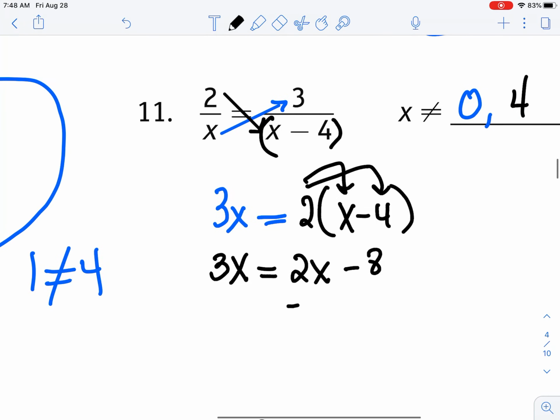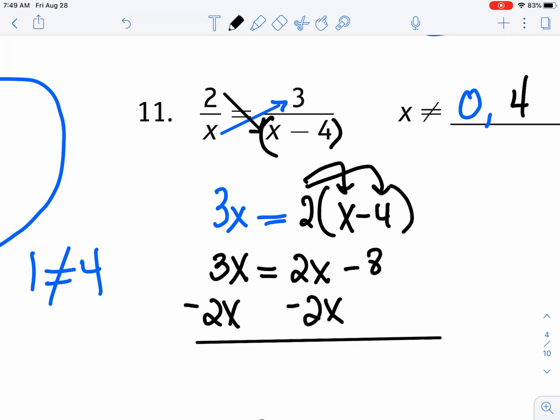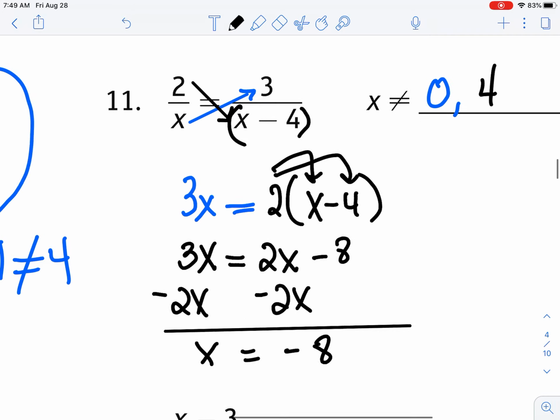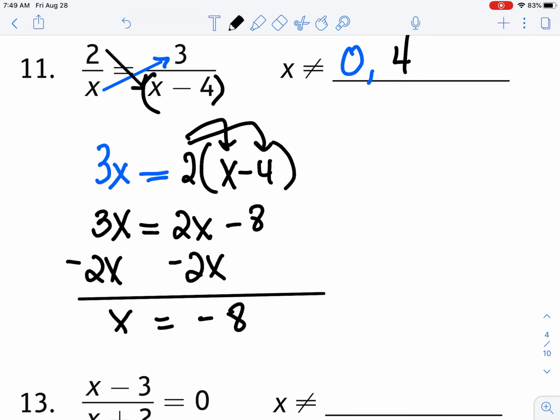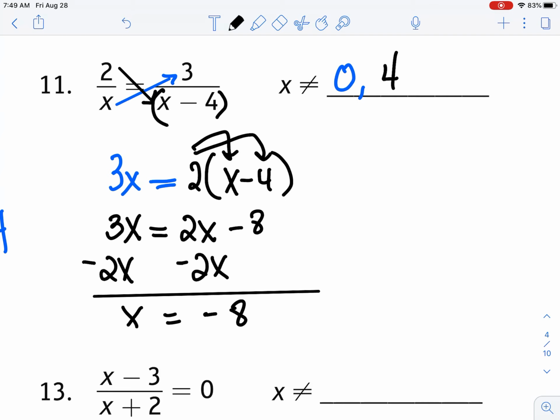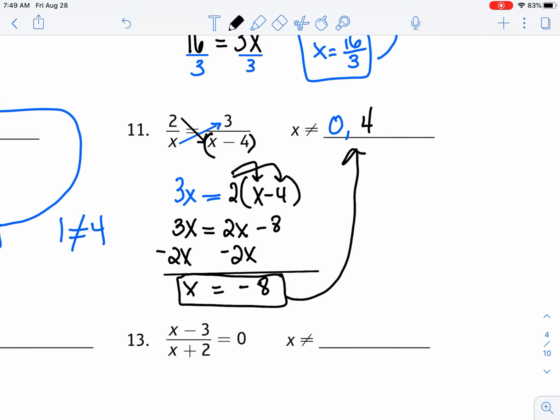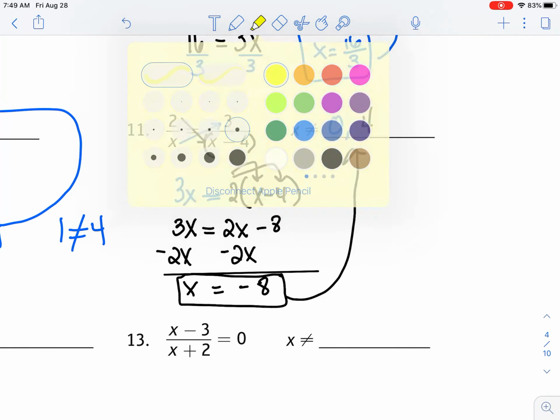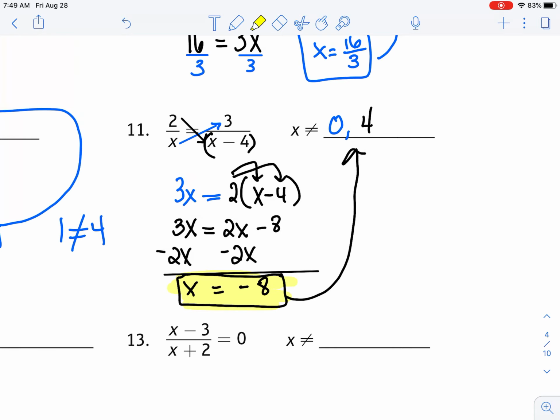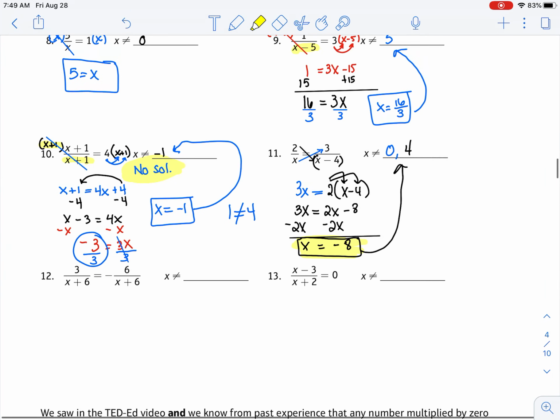All right, and now we're going to just subtract 2x from each side. And you're going to get x equals a negative 8. So again, we just have to make sure that our solution is not a restricted value, in which case it's not. This is different than our excluded values, so we're good to go.